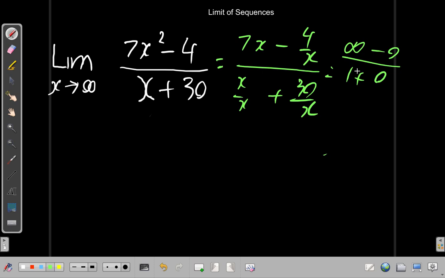Now the problem is that the power of x at the top is larger than the power of x at the bottom. The power of x in the numerator is larger than the power of x in the denominator. So as x tends to infinity, everything gets out of control. It goes to infinity. So the limit in this case does not exist. Right? It does not exist. So I will see you in the next video.